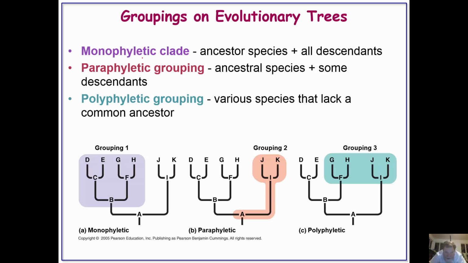You guys are going to need to know what a monophyletic clade is. That's where you have an ancestor species and all its descendants. A paraphyletic grouping is an ancestral species and some of its descendants. A polyphyletic grouping is various species that lack a common ancestor.